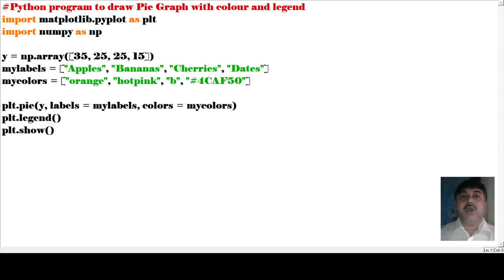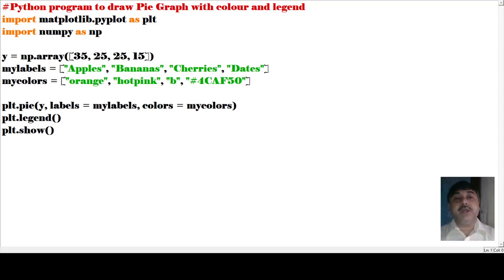Now you see here that as we have the pyplot, next there is my levels. In my levels I have given the names of the particular things: apple, banana, cherries and dates. We organized it and gave it here.